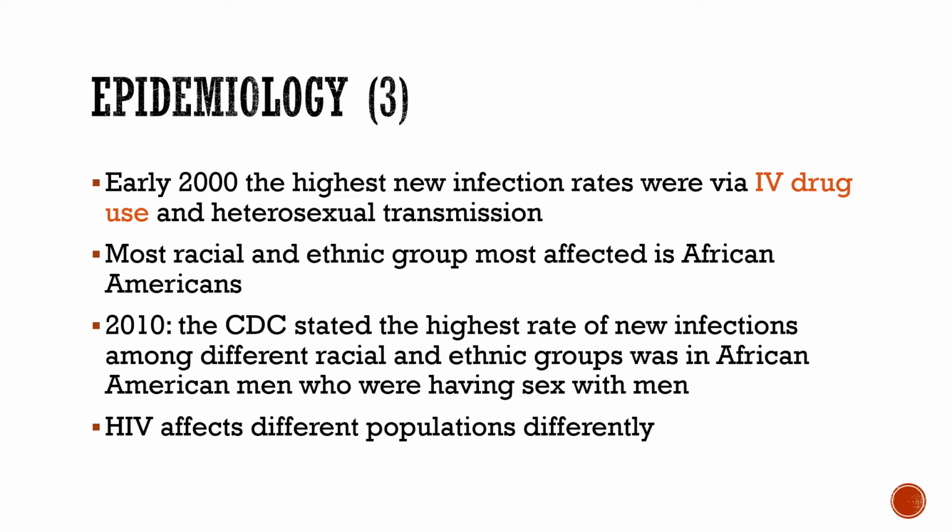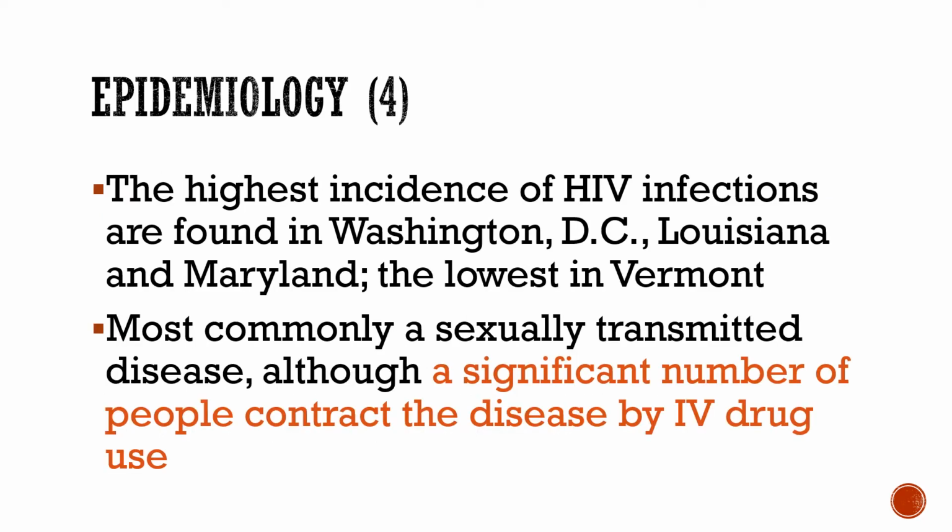Most racial and ethnic groups affected are the African Americans. In 2010, again, over 10 years of information, the CDC stated the highest rate of new infections were among different racial and ethnic groups, in African American men who were having sex with men. So the bottom line here is HIV affects different populations differently. And again, that is because we are relaxing our lifestyles. So, the highest incidence of HIV infections are found in Washington, D.C., Louisiana, and Maryland. The lowest is in Vermont.